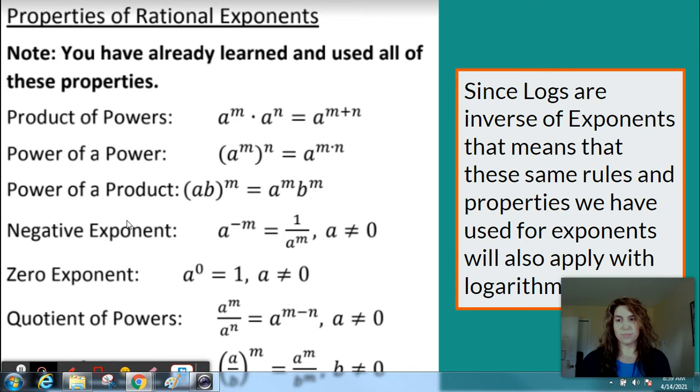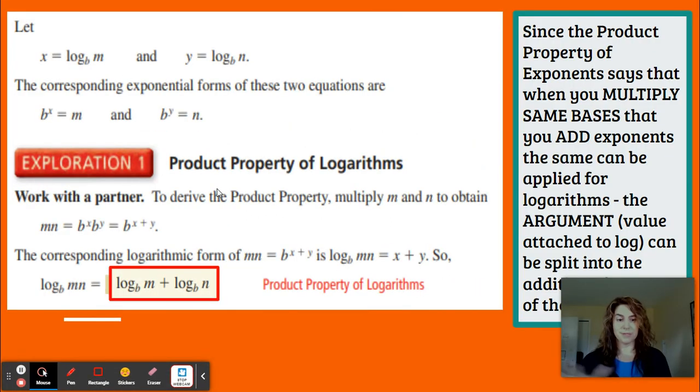Power of a product, again, is a distribution. Negative exponents mean it's a reciprocal. Zero exponent, anything to the zero power is 1. Quotients, if I'm dividing powers, then I can subtract them, so m minus n would be the new power here. And on the bottom is just another distribution, just in fractional form. Those are actually going to be used in logs. We can utilize the same properties.